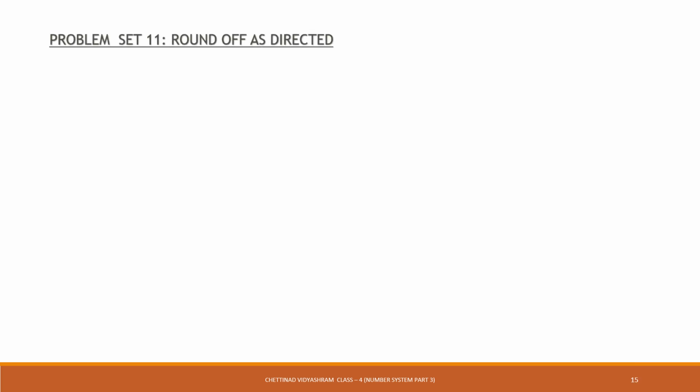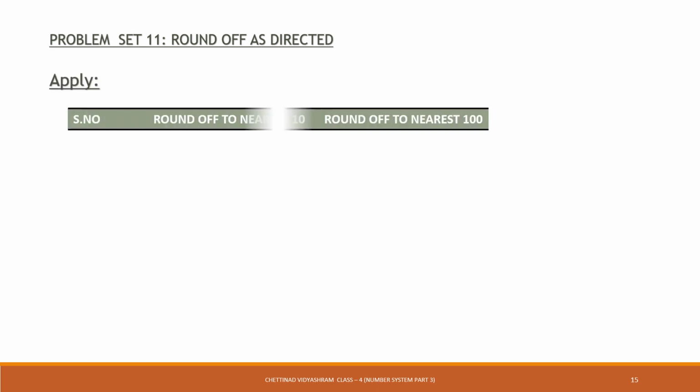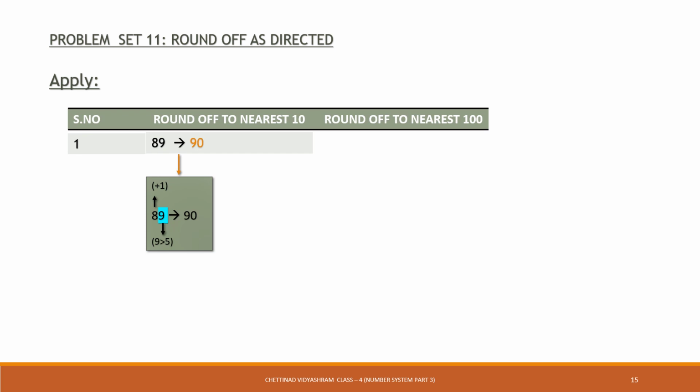Let's see problem set 11, round off as directed. Apply part. First sum, round off to the nearest 10: 89 is 90. How is it 90? Let us see. The number in the ones place of 89 is 9, which is greater than 5. So 1 will be added to the number in the tens place. So 8 plus 1 is 9 and the ones place becomes 0, 90.